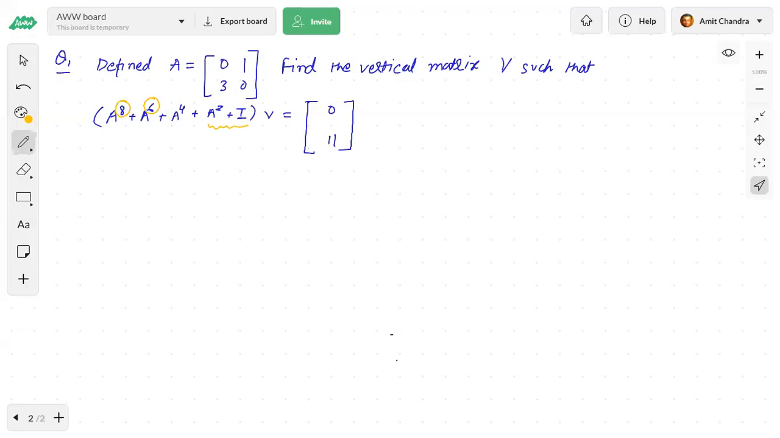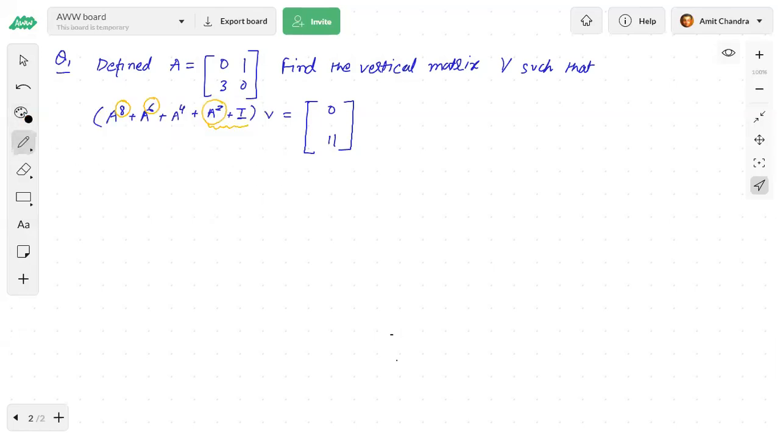That means there has to be some pattern. If you have a matrix with a power of 8, 9, 10, or more than 2 or 3, then there has to be some simplified way of solving it. So first try to find out what you will get when you square the matrix.